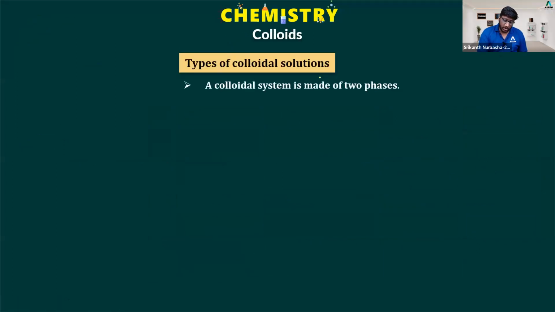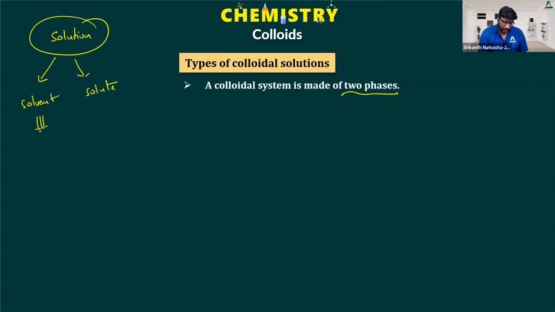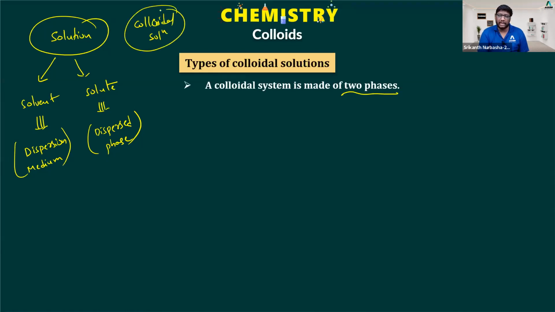Types of colloidal solutions. A colloidal system is made up of two phases. A solution contains two types of components: one is solvent, the other is solute. Similar to the solvent, you have here the dispersion medium. Similar to the solute, you have the dispersed phase. Whatever solution you are calling here, we can call a colloidal solution. In the colloidal solution, we have the dispersion medium and the dispersed phase.